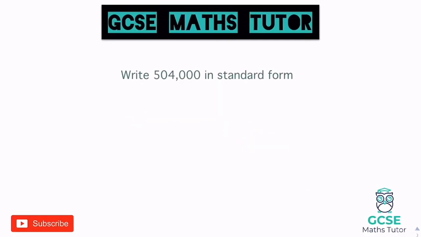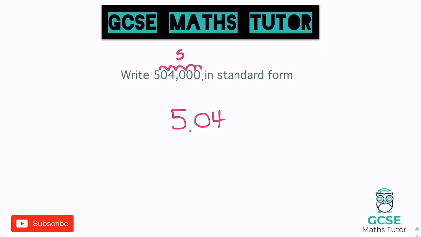Okay, so a bigger number here, 504,000 in standard form. So there isn't a decimal in this number at the moment, but the decimal would be here at the end if we had one. So if we think about where that decimal would be if we were to write it, to write this in standard form, we'd have to do quite a few hops here. So 1, 2, 3, 4, 5. Okay, so that's 5 hops for this number, and that would make the number 5.04.